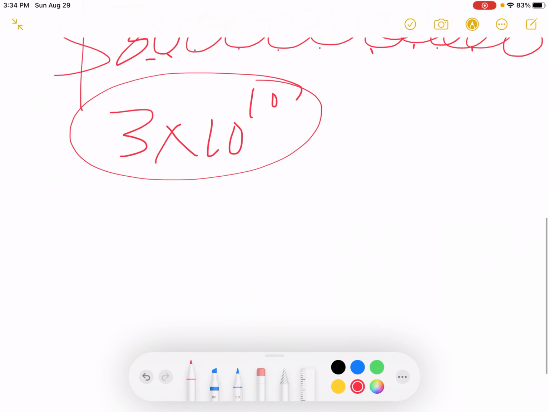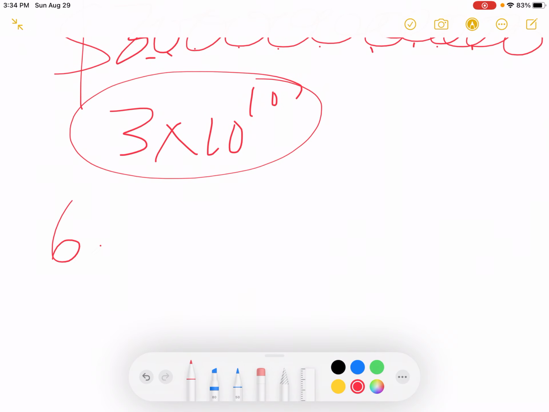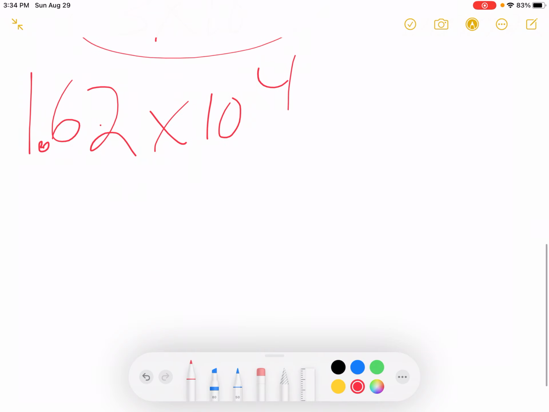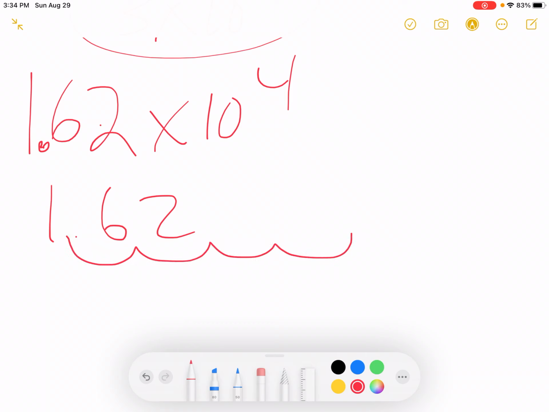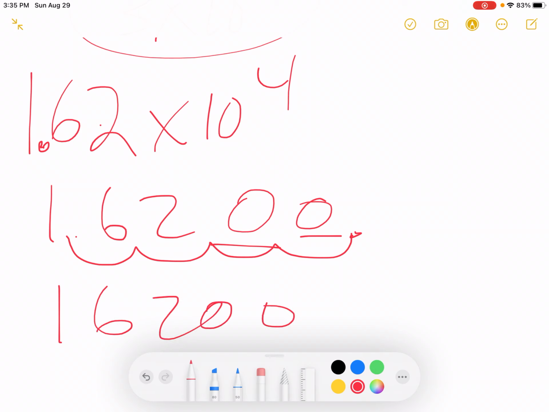If I had something like 1.62 times 10 to the 4, and you want to expand it, what you do is you move the decimal over once, twice, 3 times, 4 times, and then that's where we end up. And we just throw zeros in here. Anytime there's a blank, we put zeros in there, and the number ends up being 16,200.